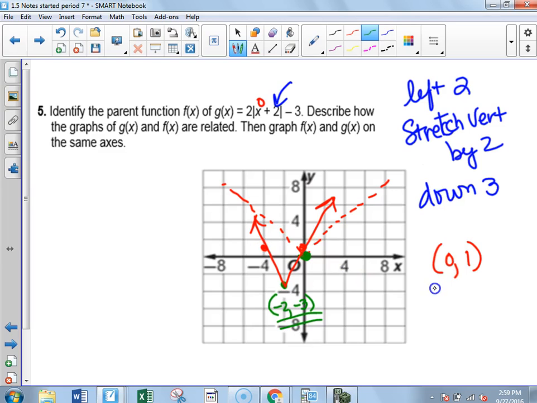If you wanted to put in another ordered pair, like put in a 2. 2 plus 2 is 4, times 2 is 8, minus 3 is 5. So it would go through 2, 5 right up here. And so on this side, it would also be going through here, I think. You do a very good job. We okay?